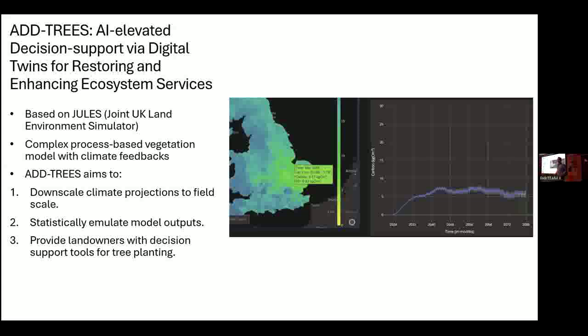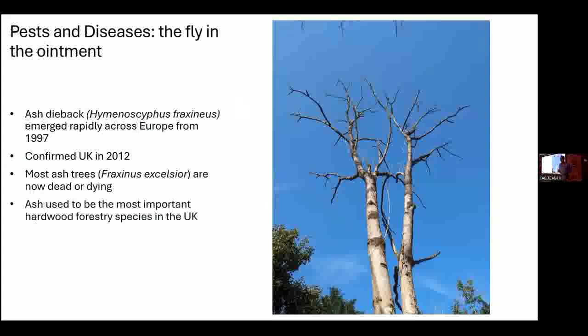So yeah, if you're a landowner, you go on, you click the button, and it tells you how much carbon you're going to get over the next 50 years, right? So that's all great. But there's quite a lot missing from JULES. And one of them is pests and diseases, which us biologists who are involved in the Add Trees project, we are the fly in the ointment because we say, yeah, that's great, but we've just had ash dieback come through the UK.